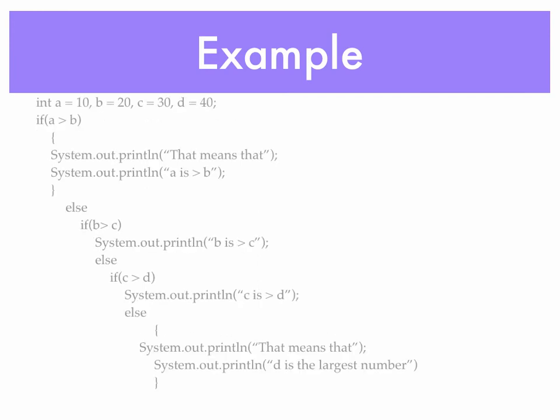Now I can have blocks of code associated with either the ifs or the elses, and here's an example of that. So here I have my ints a, b, c, and d, and if a is greater than b, I will print out "that means that a is greater than b". And we'll see that I can have blocks of code associated with either the ifs or the elses.